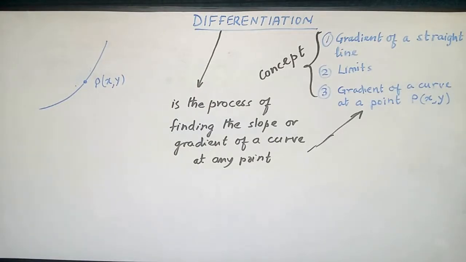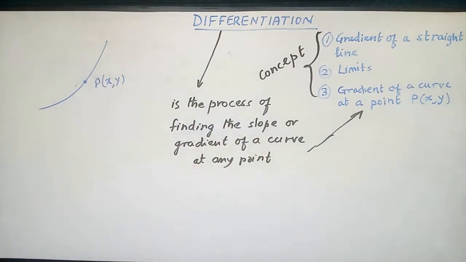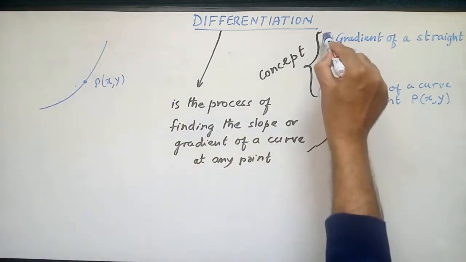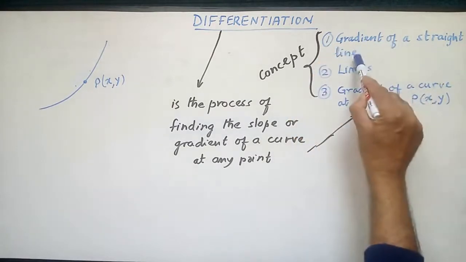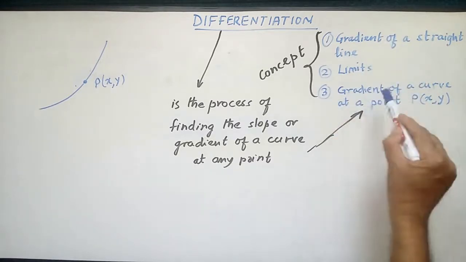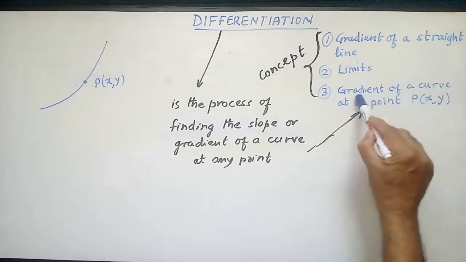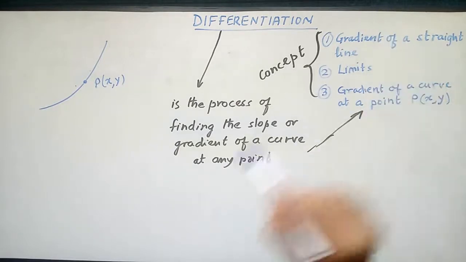Now, in order to understand how to find out the slope of the curve at any point, we need to understand three concepts. The first concept is the gradient of a straight line. The second is the concept of limits. And the third one is what we mean by the gradient of a curve at any point P, (x, y). Let's take the first one: gradient of a straight line.